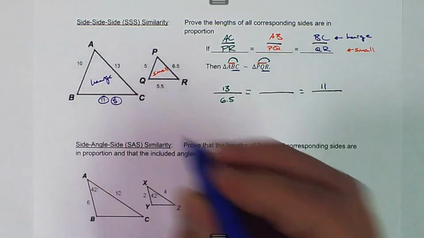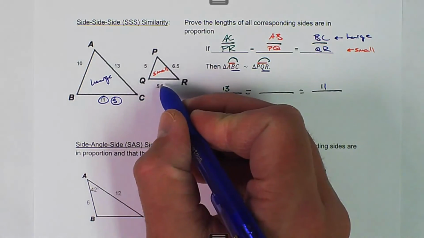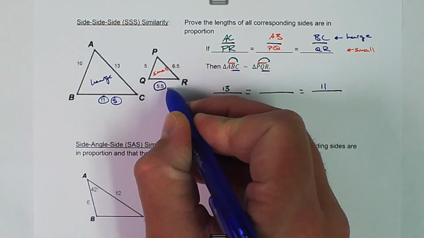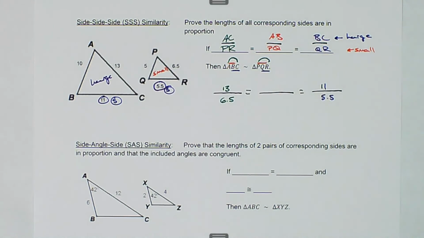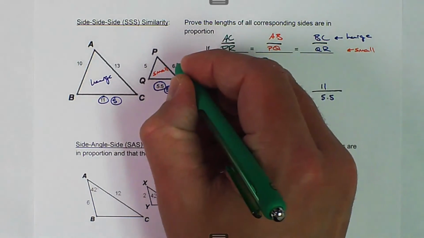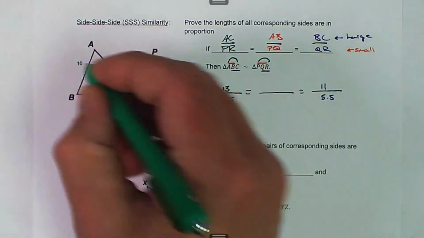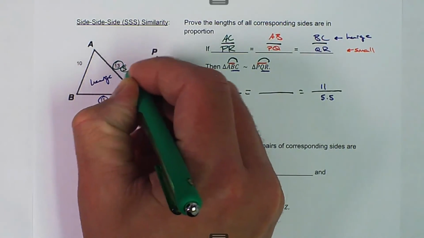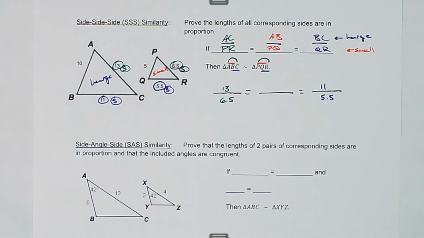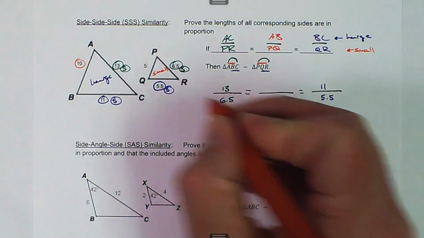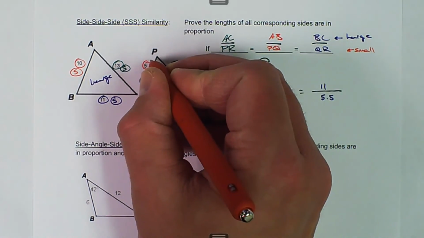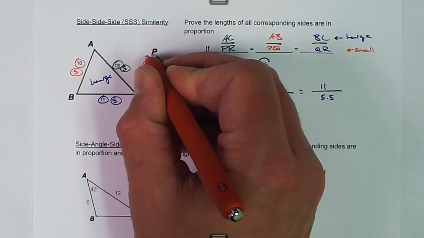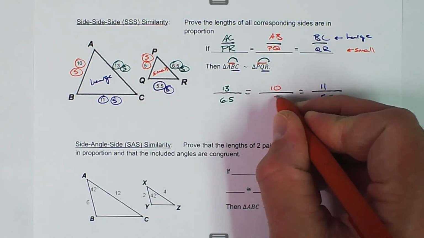And that was the middle side, so that's going to be over 5.5. And I forgot to mark, that's a side, and that's a side. And then our smallest side left, AB, goes in the numerator, and PQ goes in the denominator.